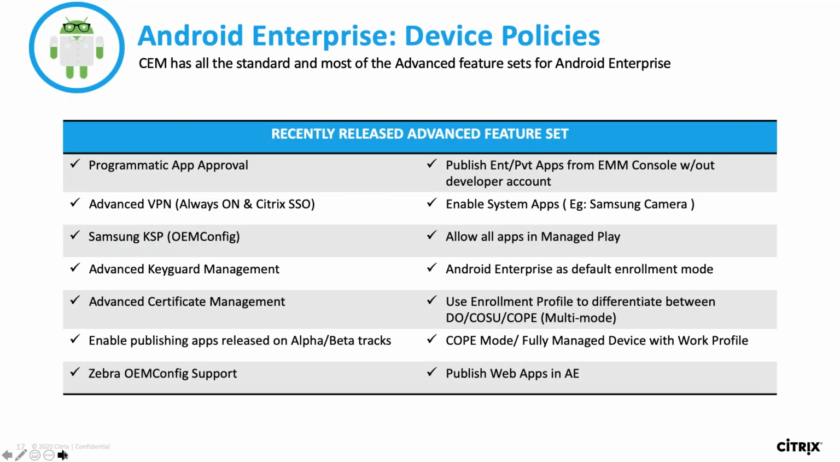So, just to let you know how we've been moving on Android Enterprise, in the last few months we have been adding a lot of features, most of which are advanced feature sets, right? All the way from security, where you have functionality like advanced VPN control, keyguard management, certificate management, to also supporting something that Corey mentioned, which was OEM config, where we support Samsung as well as Zebra devices, right?